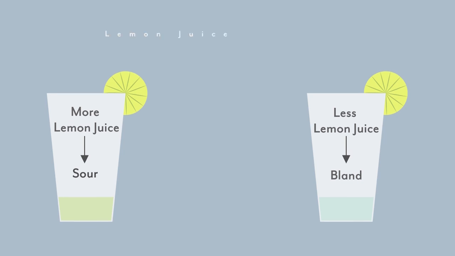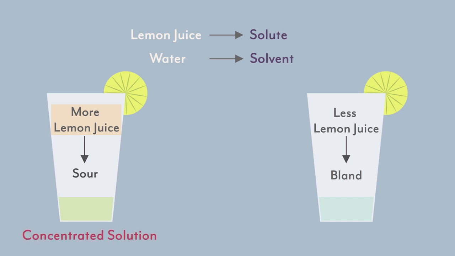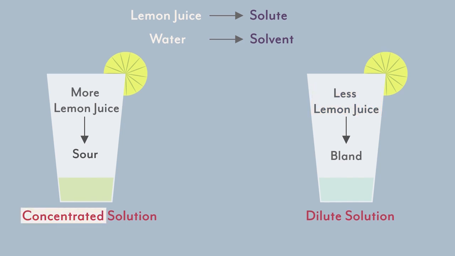The lemon juice in this case is the solute, while the water is the solvent. When the amount of solute is higher in a solvent, it is known as a concentrated solution. When the amount of solute is relatively less in the solvent, it is known as a dilute solution. The terms concentrated and dilute are relative terms. They both depend on the amount of a solute and solvent in a solution relative to each other.